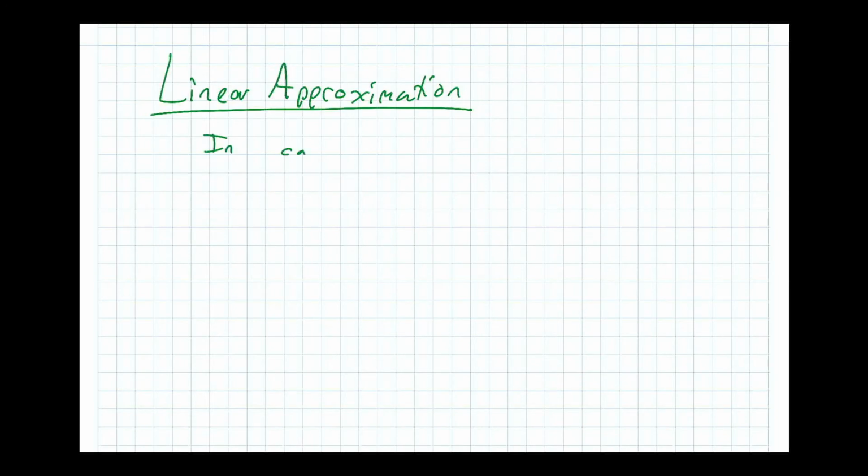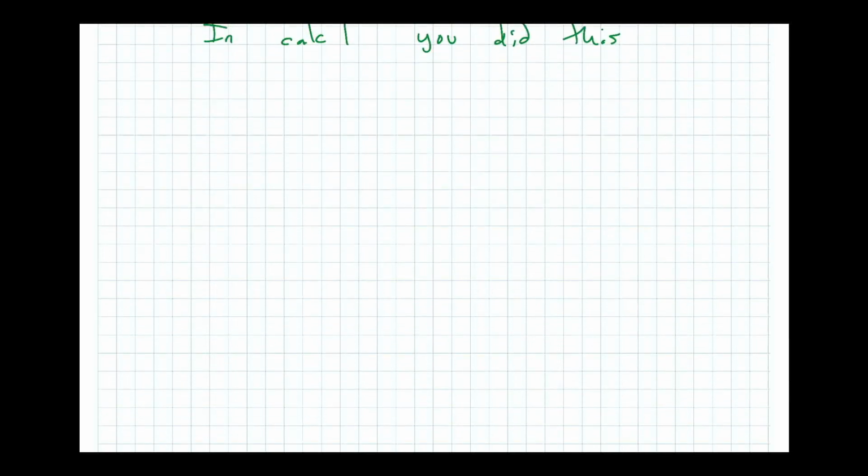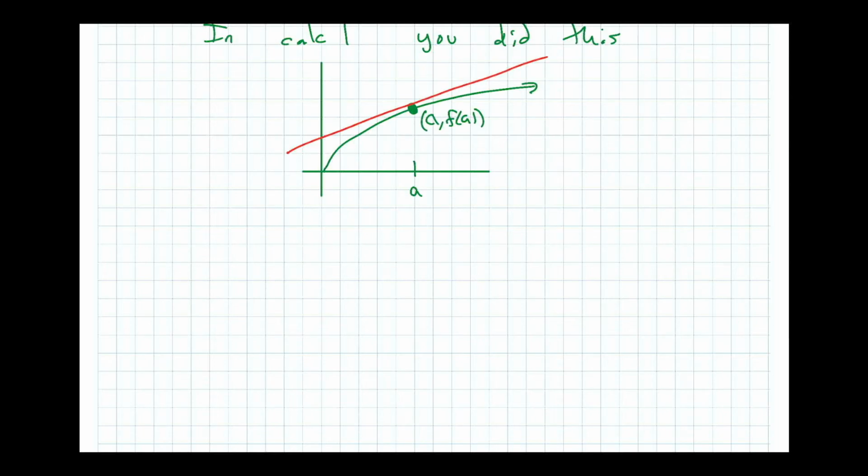In calc one, you did this. So you got a function, and your function is just whatever function it is. Maybe it looks like that. You've got some point on here, a, come up there to the a, and of course that point is a comma f of a. And then there's a tangent line there, like that. And that's your tangent line.